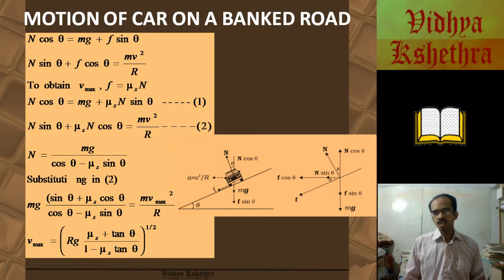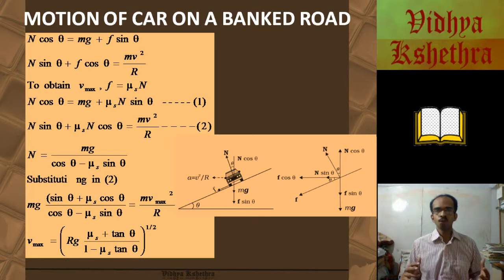From this, we can form the equations. Since the acceleration in the vertical direction is 0, we can see that N cos theta is equal to mg plus f sin theta. And similarly, for the force required to balance the centripetal force, we can write the second equation, which is N sin theta plus f cos theta is equal to mv square by r.